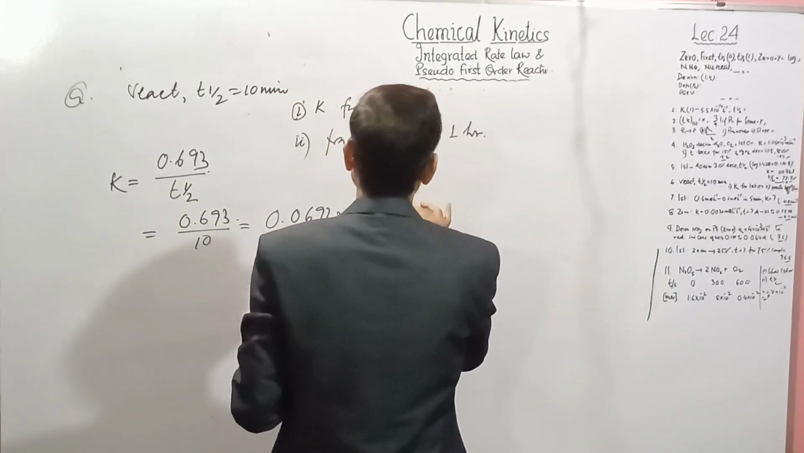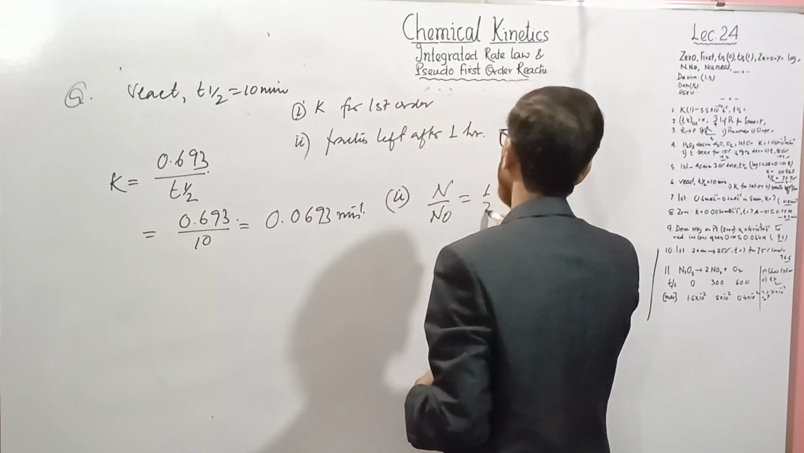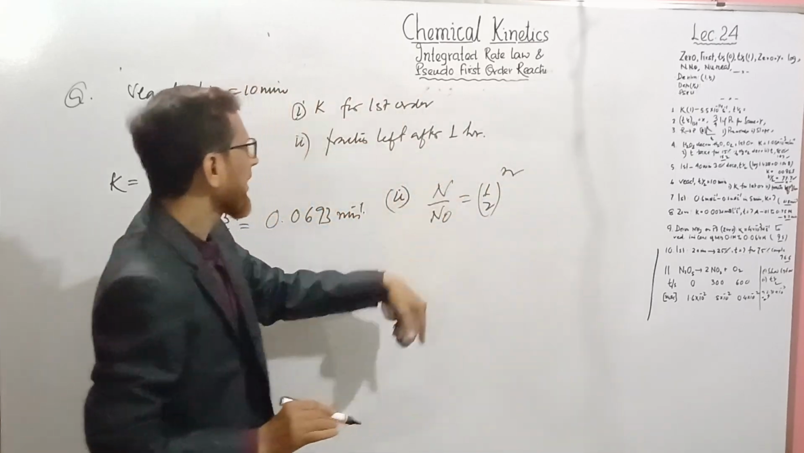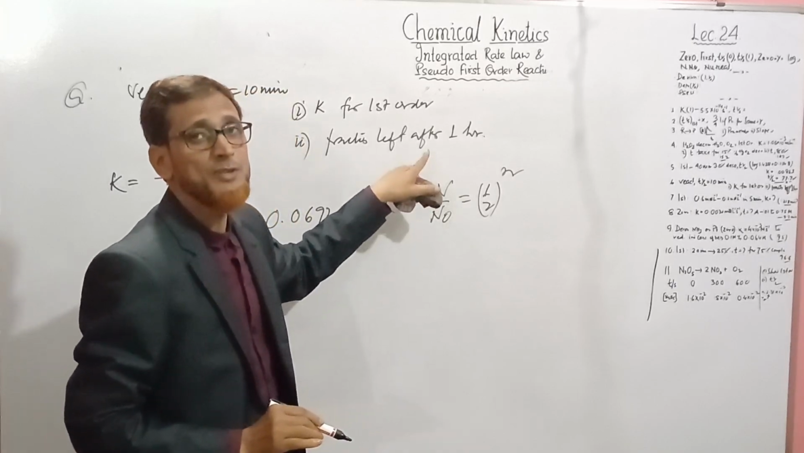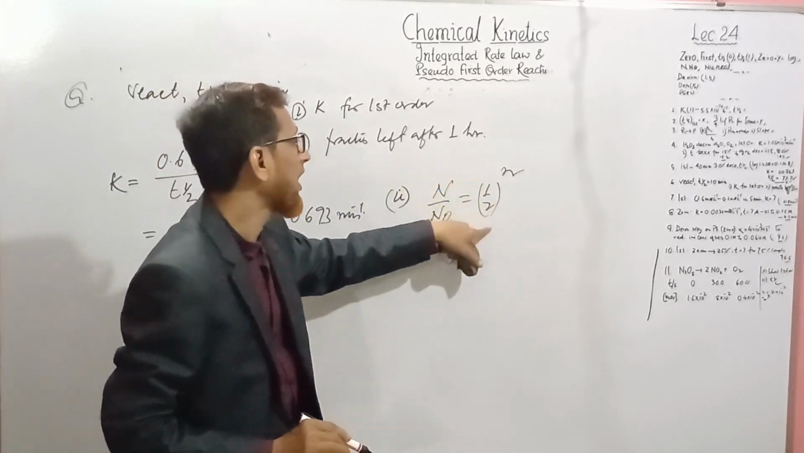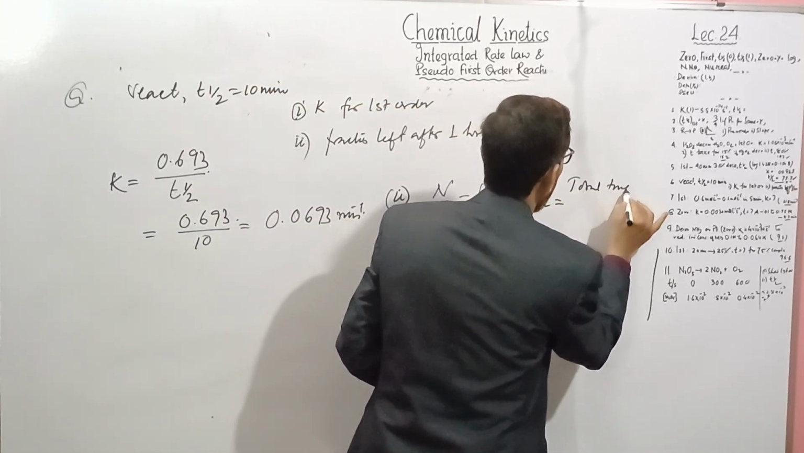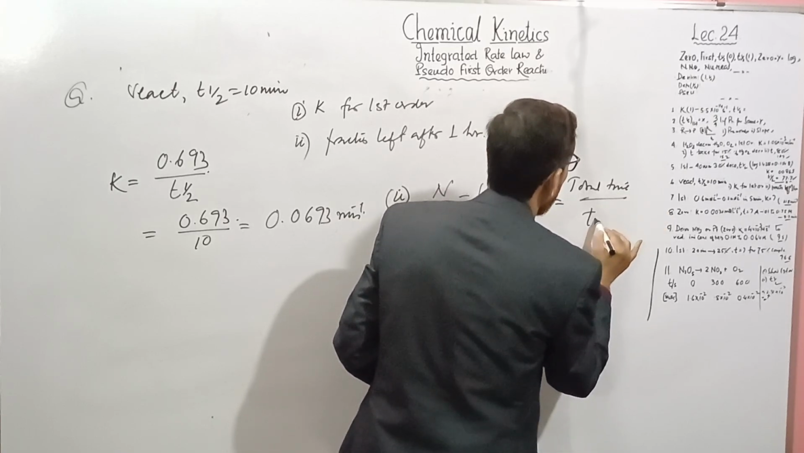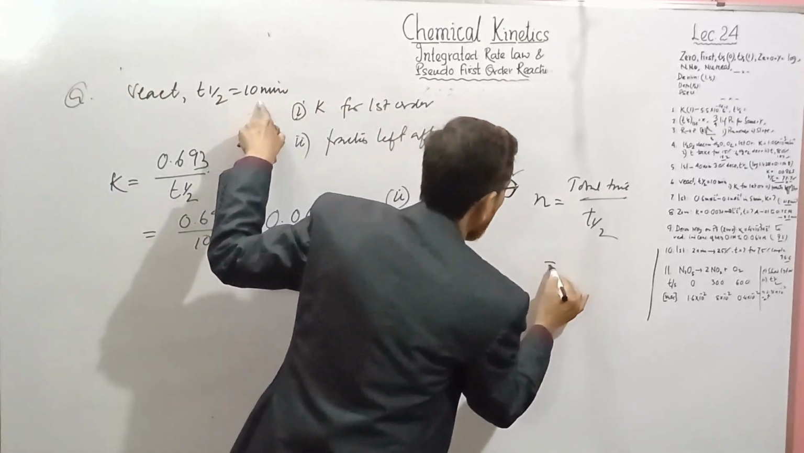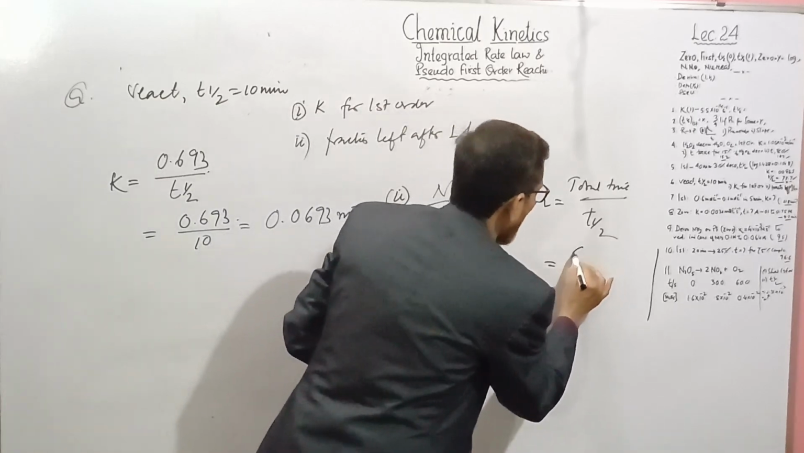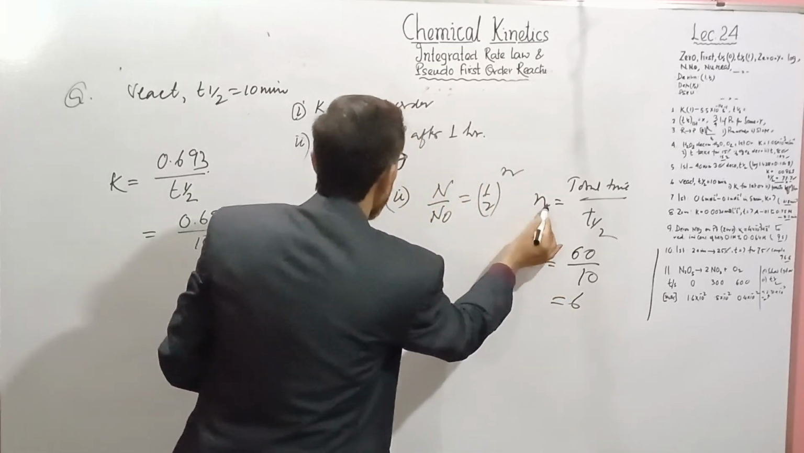The first one is very simple. Now for the second one, I wrote a formula at the very beginning. N by n naught is a fraction, the amount after time t and the initial amount, and it is equal to half to the power n. What is n? I told you n is equal to total time divided by t half. Here your t half is 10 and total time is 1 hour. 1 hour means 60 minutes, and t half is 10, so you are getting 6. So n is equal to 6.